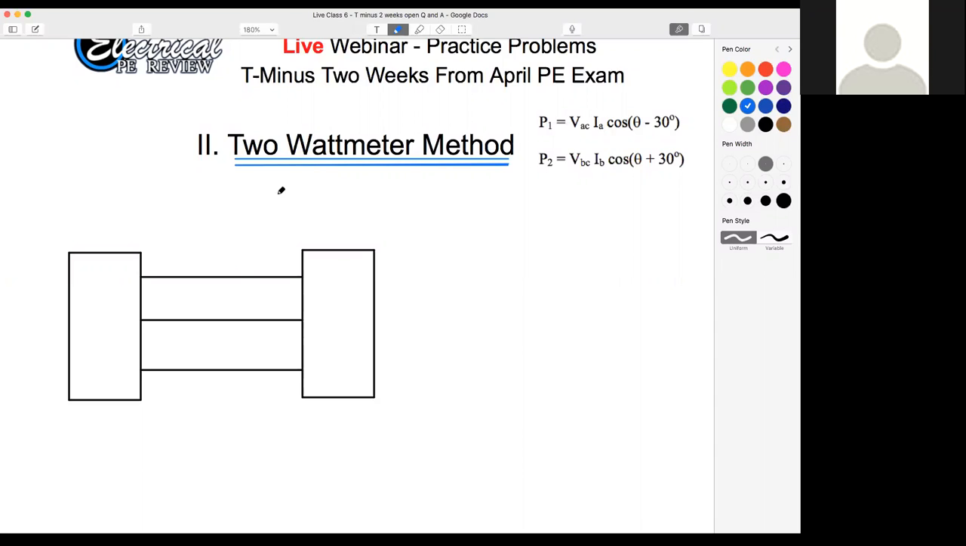How about this? How do you know how many watt meters you need to find the total power? Anyone have any ideas? So there's a theorem, I think it's called Blondel's theorem or something like that, but essentially, for the number of wires on your circuit, you need one less watt meter. So here we have a 3-phase system with no neutral. So we need 3 minus 1, we need at least 2 watt meters.